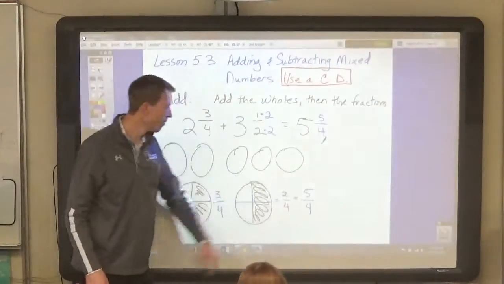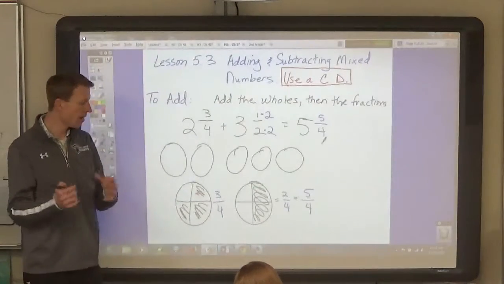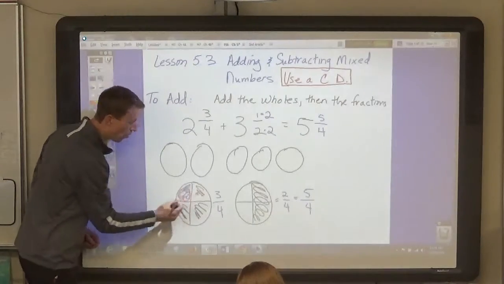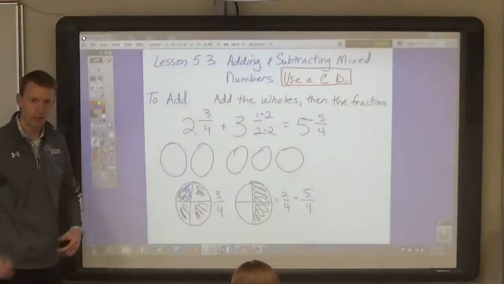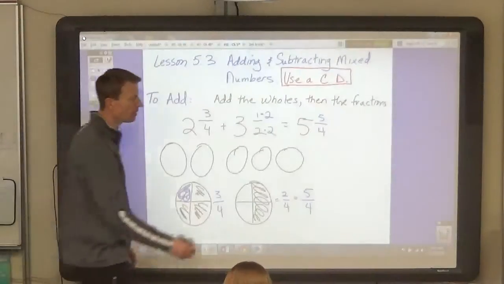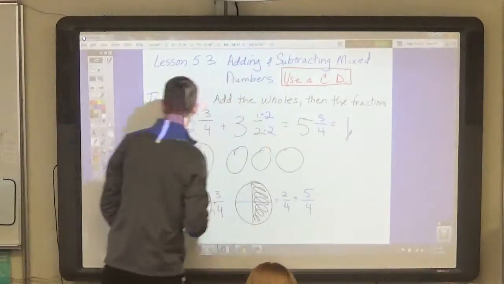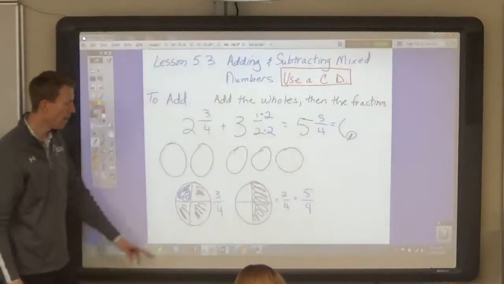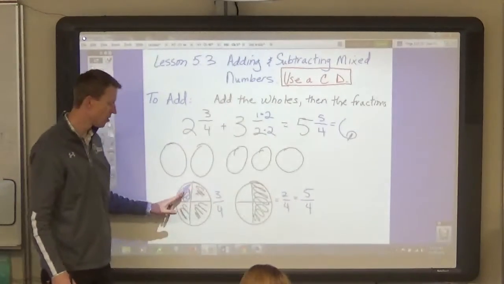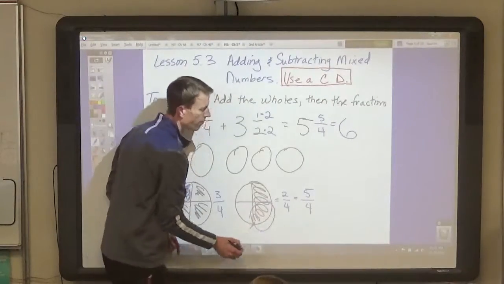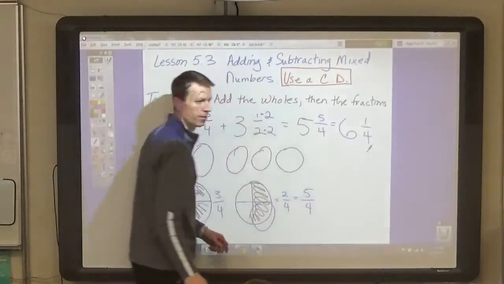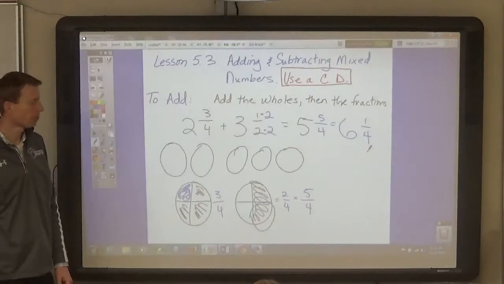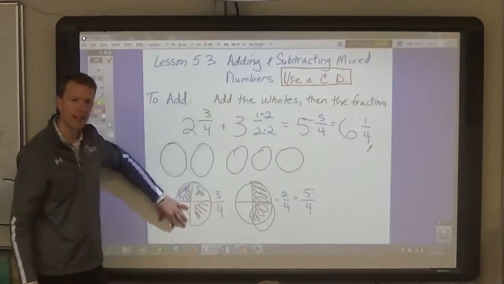So, if we have 5 pieces that are in fourths, we can make another what? We put one of them here, and we have another whole pizza. So now we have 6 whole pizzas, and if we put one of these pieces over here, we still have 1/4. So you have 6 1/4. Okay? Now this is what a diagram might look like.